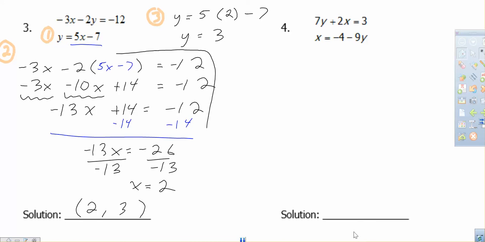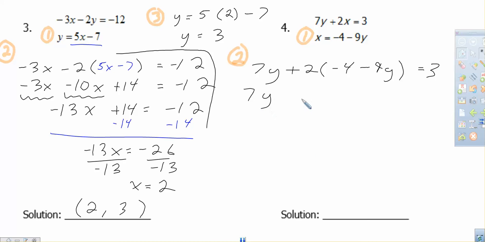All right, number 4. First step, pick the equation with x or y by itself. Looks like the second equation is it. So we'll replace every x with negative 4 minus 9y. That gives us 7y plus 2 times negative 4 minus 9y equals 3.